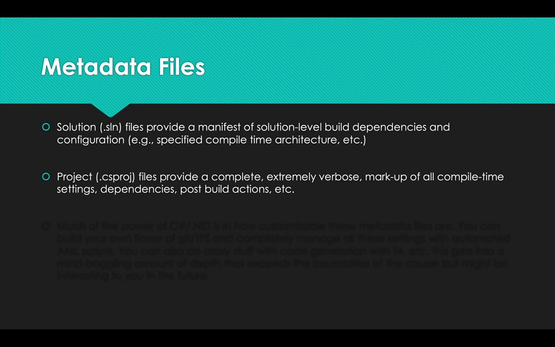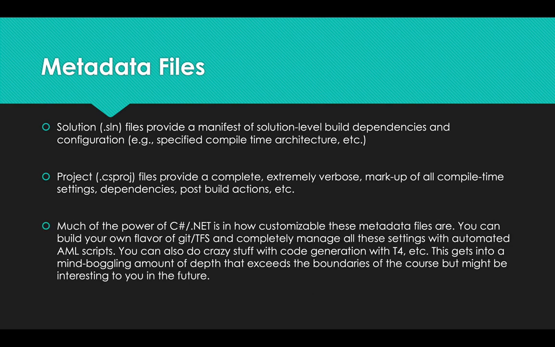The .csproj files give you a very verbose markup of all of the settings, all the dependencies, all the post-build actions, all of that for each of the projects inside of the solution. So this basically allows you to specify when a specific project is to be built, how it should be built, what should happen after it's built, etc. So these two things together basically give you this gigantic customizable tool chain that you can actually use to automate all of your application lifecycle management that you want.